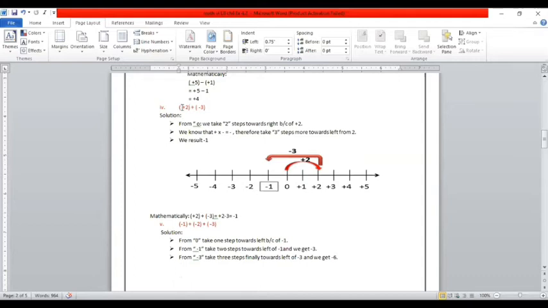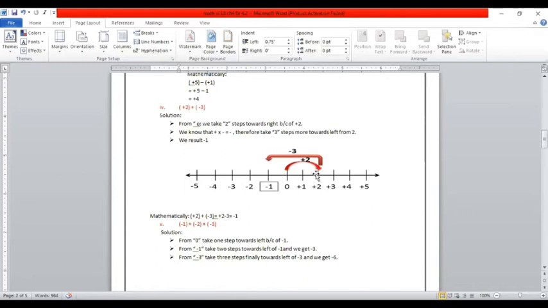Bracket started plus 2, bracket over, plus second small bracket started minus 3 and bracket over. Dear student, as usual, we have to take 0, and from 0 we have to move 2 steps towards the right because of plus. When we reach from 0 towards the right, we get the plus 2 after 2 steps. That is written here. 0, 1 step at plus 1, second step at plus 2.